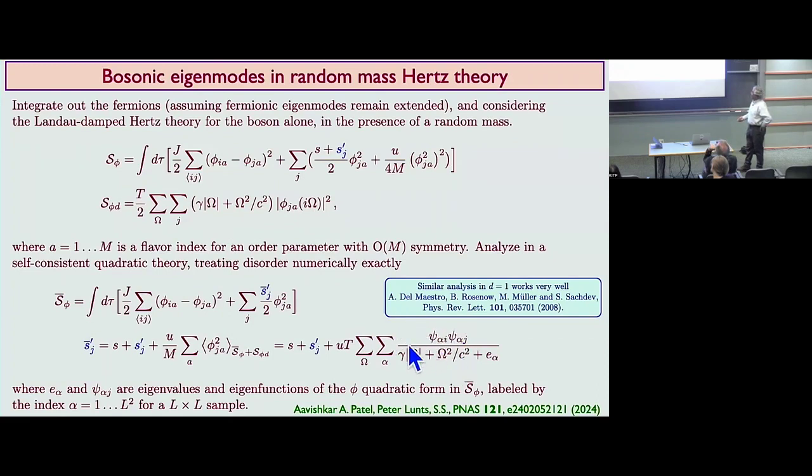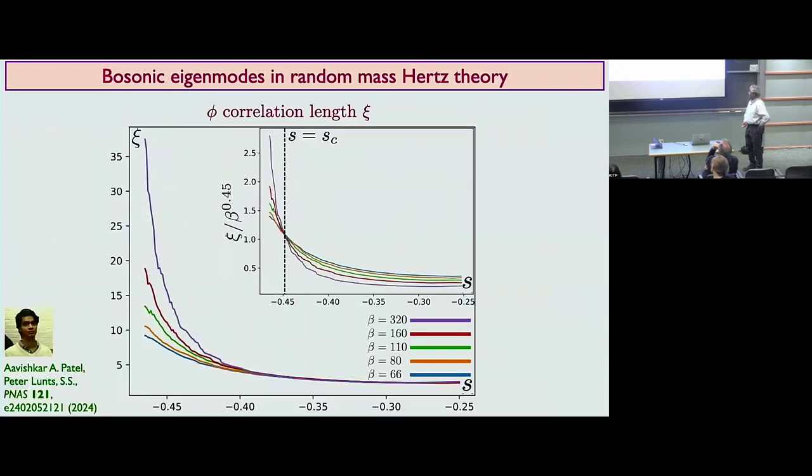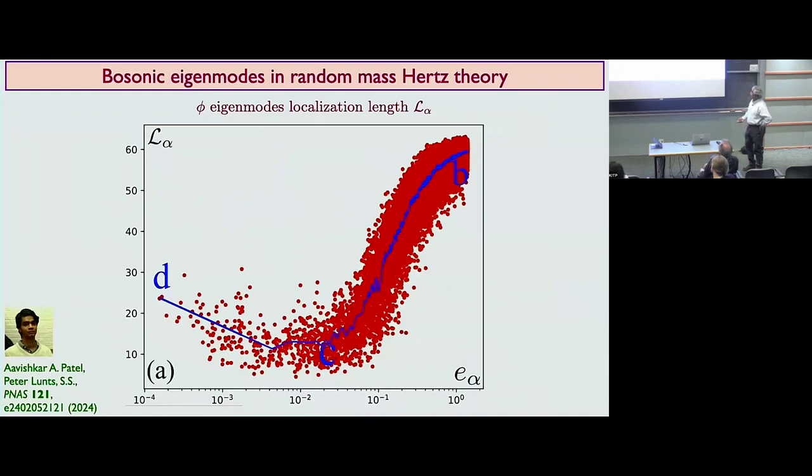Okay. So basically, psi alpha are the eigenvalues of the quadratic form for the bosons from the random, self-consistently determined random mass. So if you look at the eigenfunctions and look at the localization length, once you have the eigenmodes, you can compute the participation ratio and get a localization length. I think this is on a 160 by 160 sample. And so you see this remarkable non-monotonic behavior. And so this graph is the heart of everything I'm telling you about.